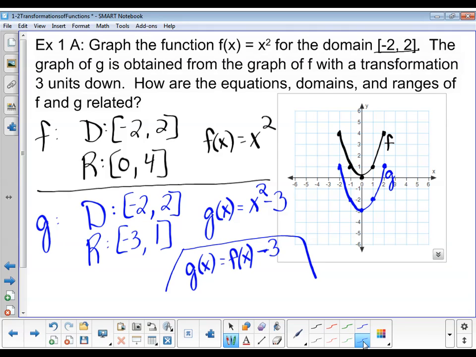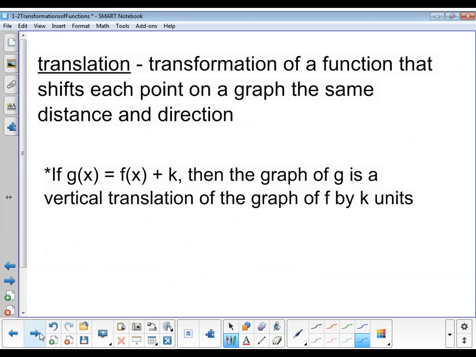For the next example, first we have a definition. Sorry about that. Translation, which is the type of transformation that we just performed. That's where you shift your graph. You're not changing the direction that it's opening or how wide or how narrow your graph is, but you're just shifting all those points some distance and some direction.